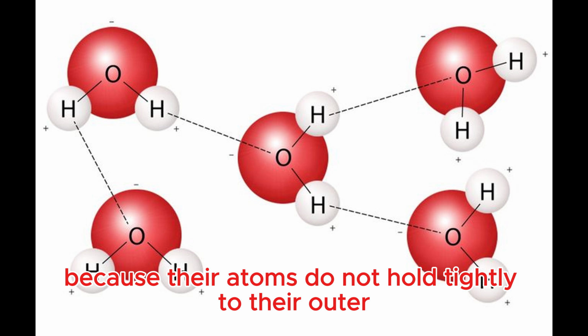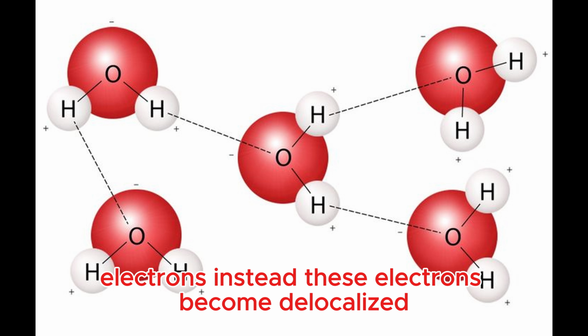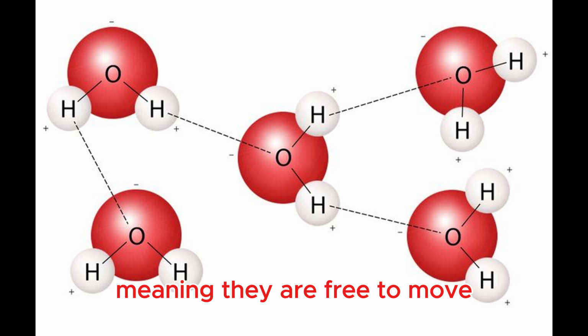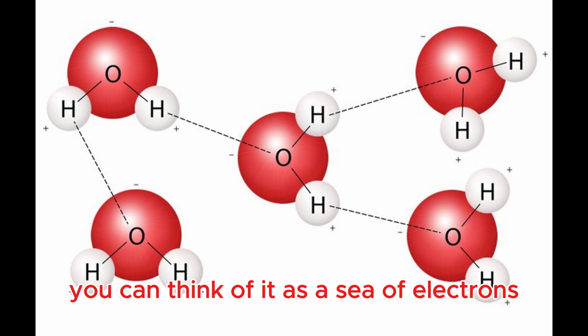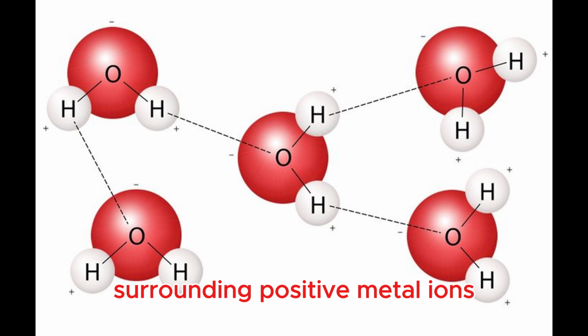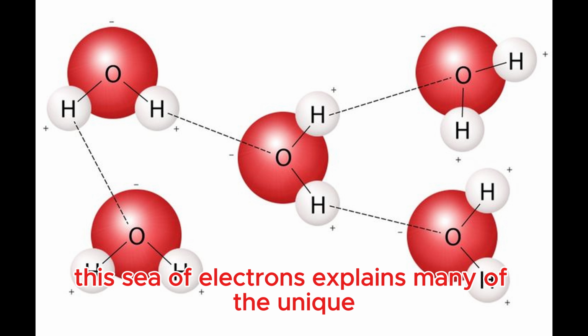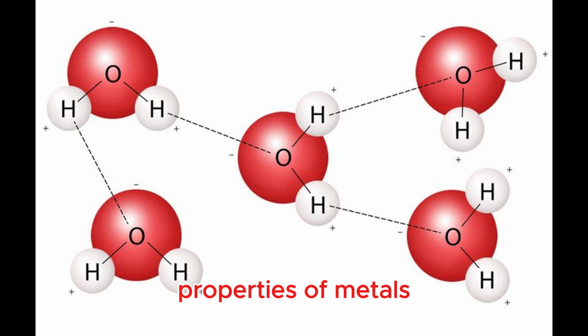Metals are special because their atoms do not hold tightly to their outer electrons. Instead, these electrons become delocalized, meaning they are free to move throughout the entire metal structure. You can think of it as a sea of electrons surrounding positive metal ions. This sea of electrons explains many of the unique properties of metals.